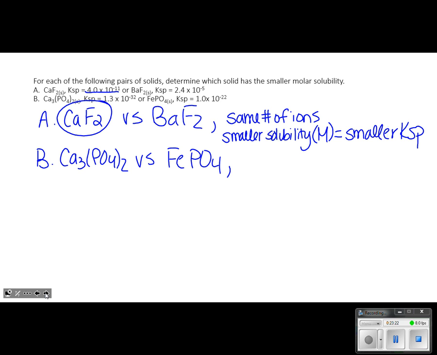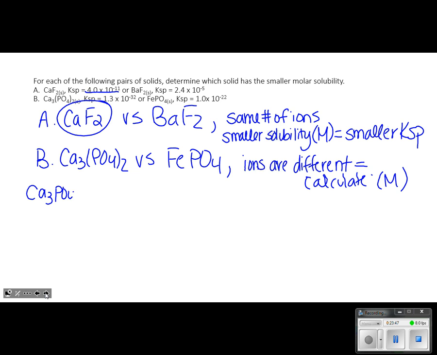So, ions are different equals calculate molarity. So we're going to come up with the molarity. And we have the KSP value. So this is like the second problem I did for you if you wanted to go back and review. So we're going to take our calcium phosphate.